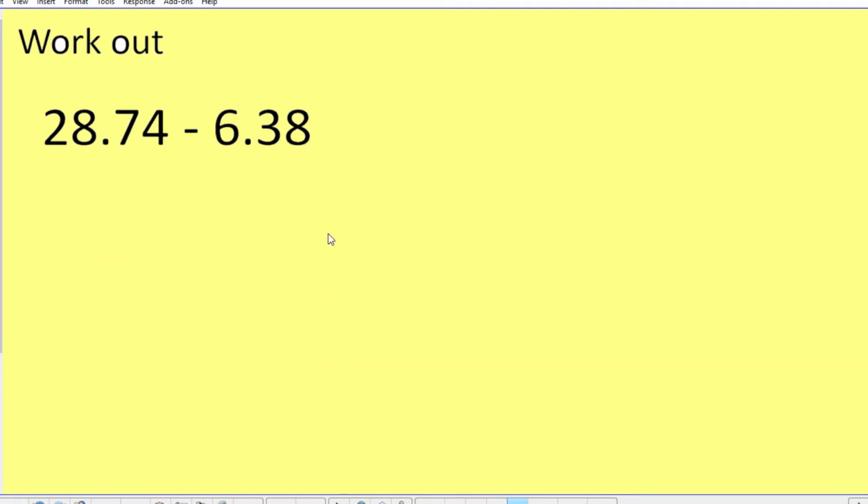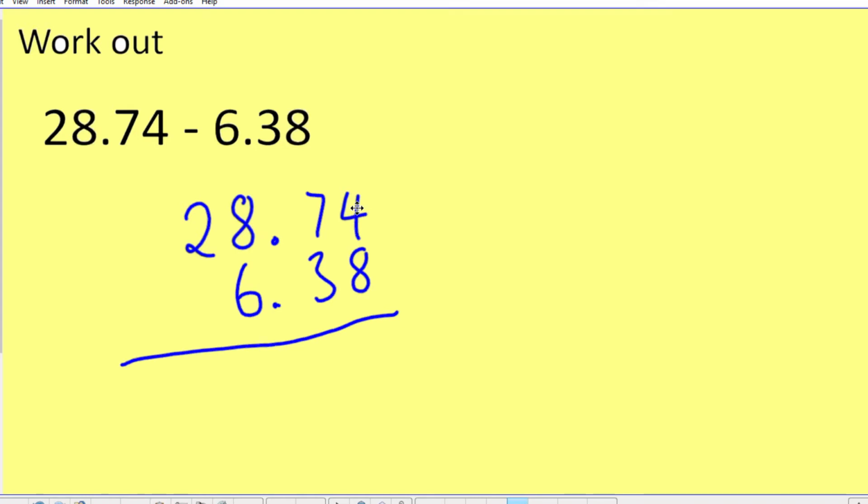Okay, a subtraction. Same idea. We'll use the column method. So write them above each other. Big number on the top. Make sure the point stays in the same place. So we've got tens, units, tenths, hundredths. So 6 in the units. 3 here and 8 here.